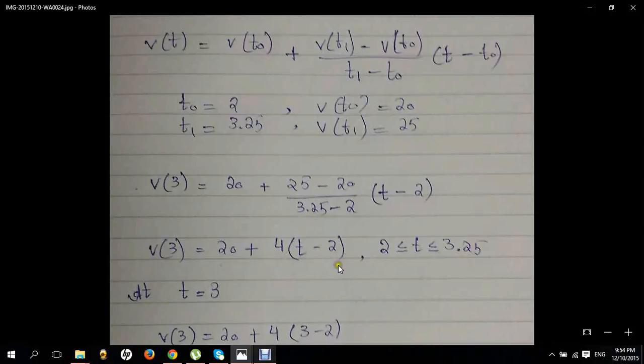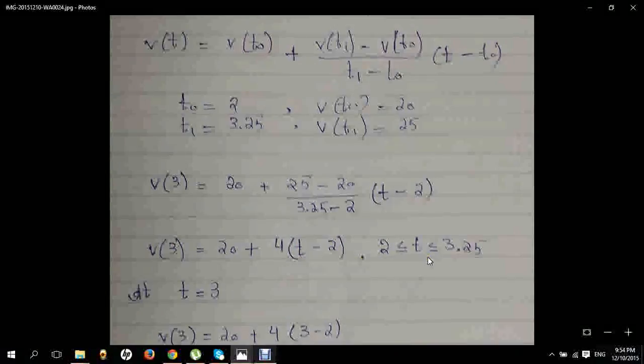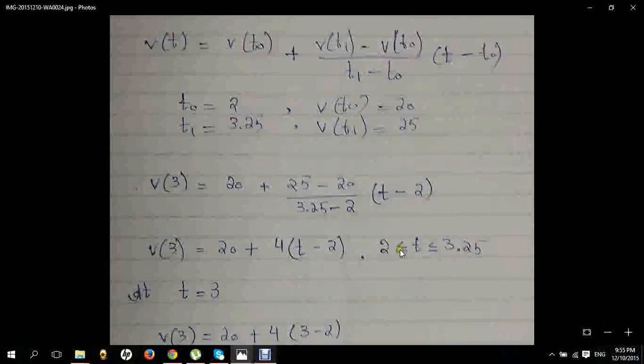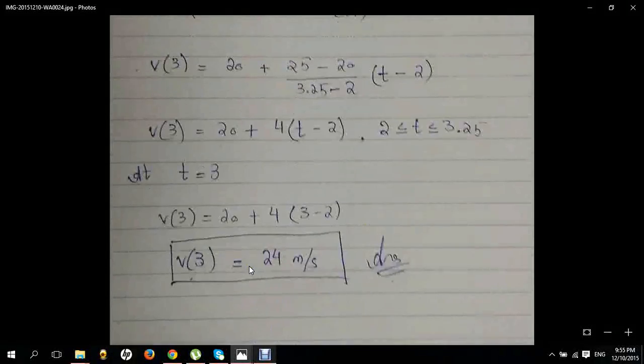Then after simplification we got this equation, and this is the domain of t. So we are actually finding t equal to 3, and as you can see our domain is correct, because 3 lies between 2 and 3.25. Now we will just put the value of 3 in this equation, and the answer comes out to be 24 meters per second. So we got a value which is 24 meters per second.